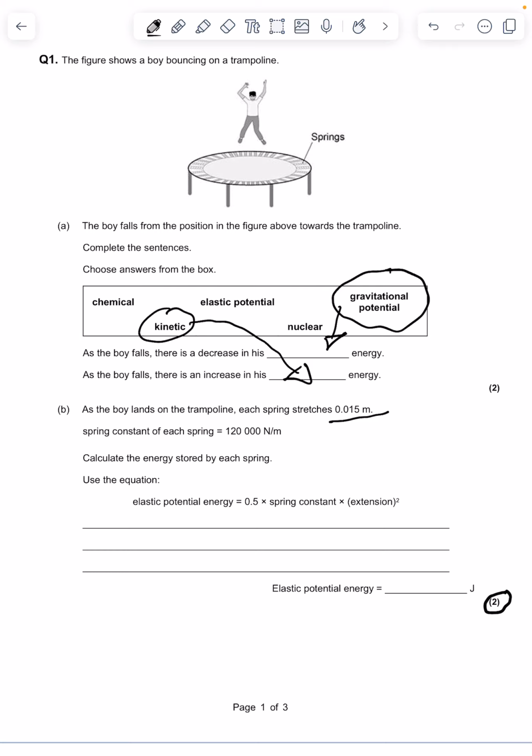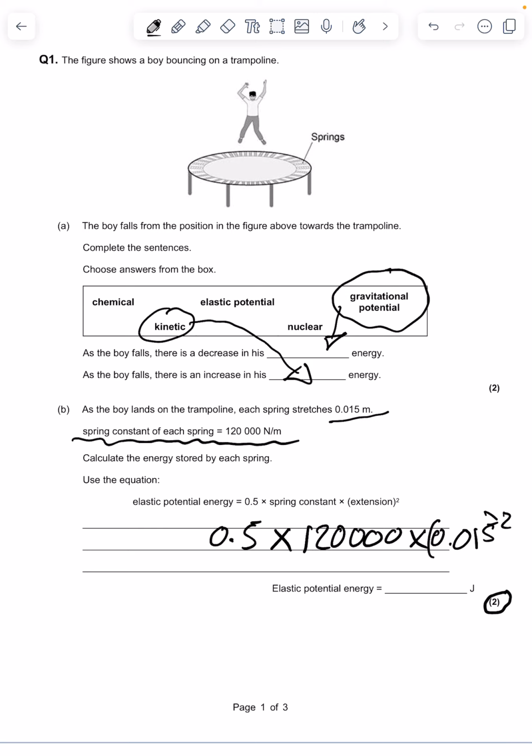So we've got the equation formula written out for us. All we've got to do is put in the missing numbers. So we know that we've got 0.5, that's half. It gives us the spring constant here. So that's 120,000 times the extension 0.015, and that is squared.